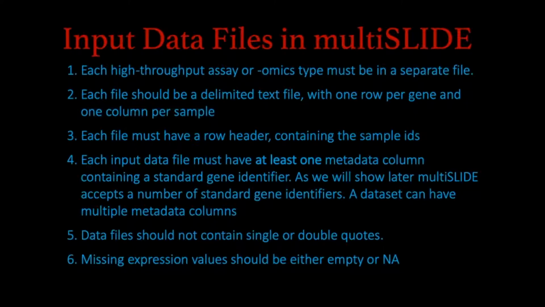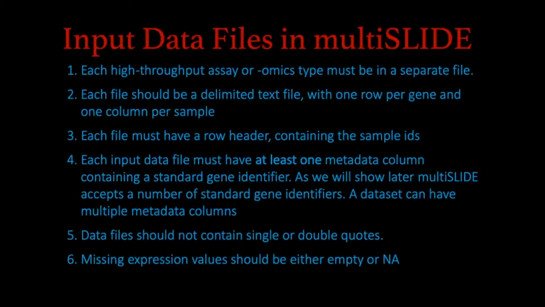First, each high-throughput assay or omics type must be in a separate file. Second, each file should be a delimited text file with one row per gene and one column per sample. Third, it must have a row header containing the sample IDs. Fourth, each input data file must have at least one metadata column containing a standard gene identifier. As we will show later, multiSLIDE accepts a number of standard gene identifiers.